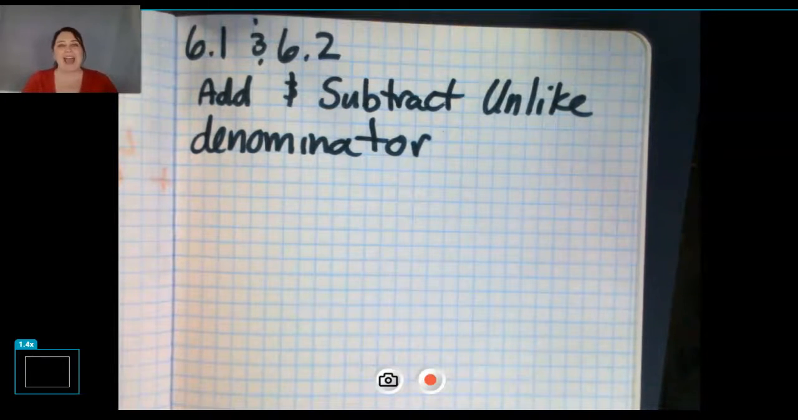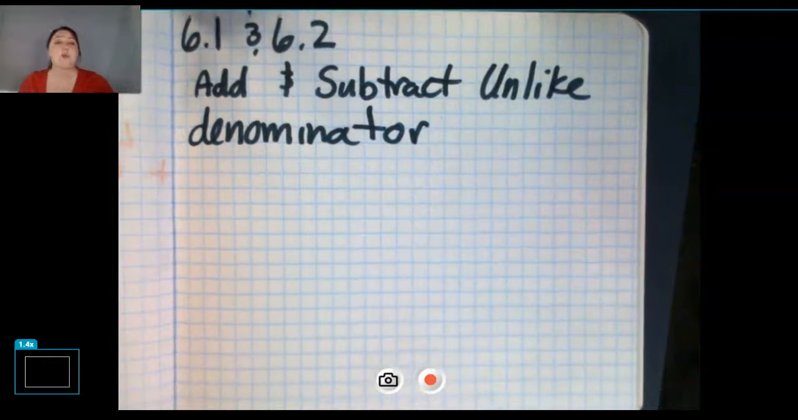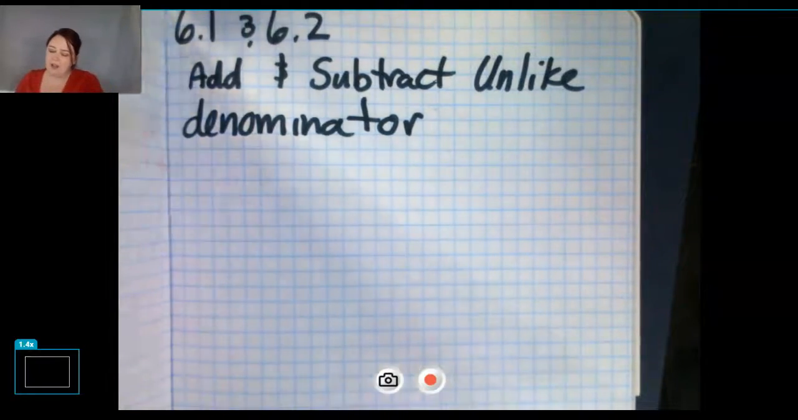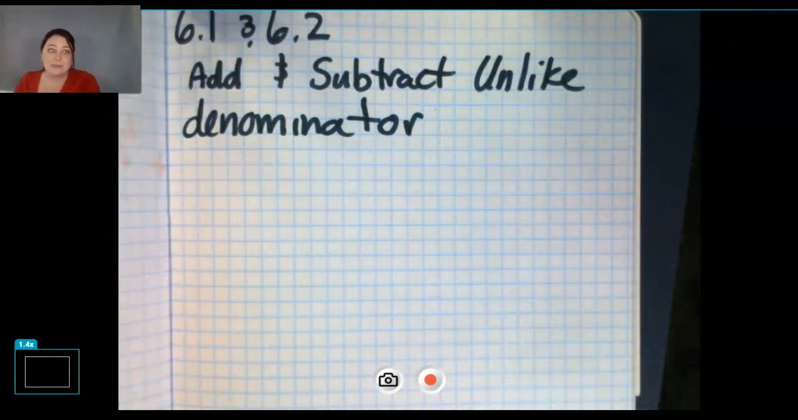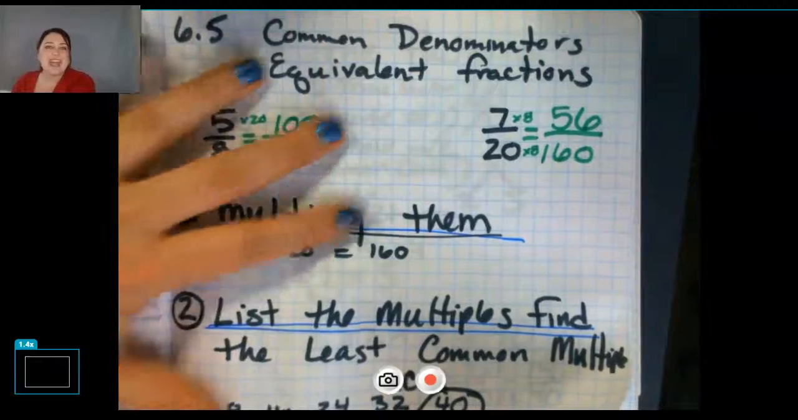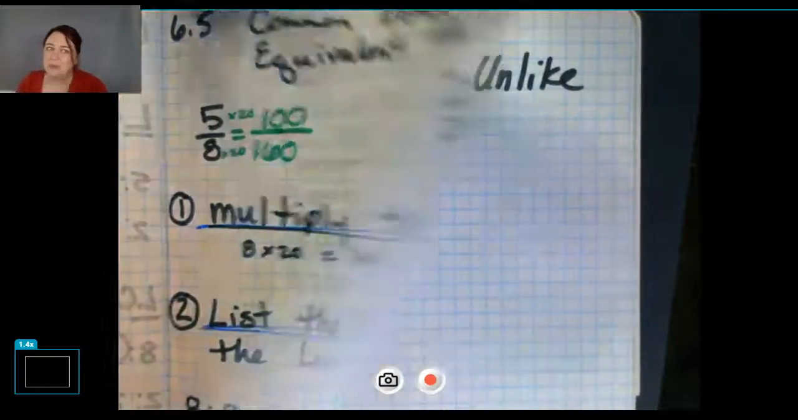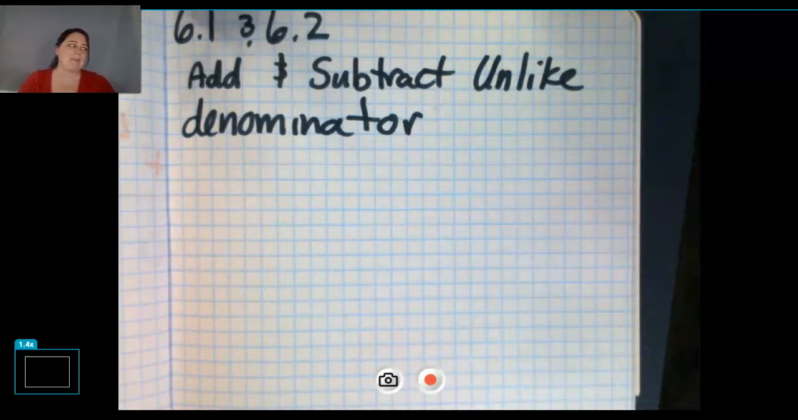So when we start adding and subtracting fractions with unlike denominators, the first thing we're actually going to do is make them have the same denominator. We're not going to deal with any of that unlike denominators. We are going to find that common denominator. So I want you to think all the way back to 6.4, where we learned how to find a common denominator and equivalent fractions. We've got 3 different ways, and that's what we're going to be doing today.